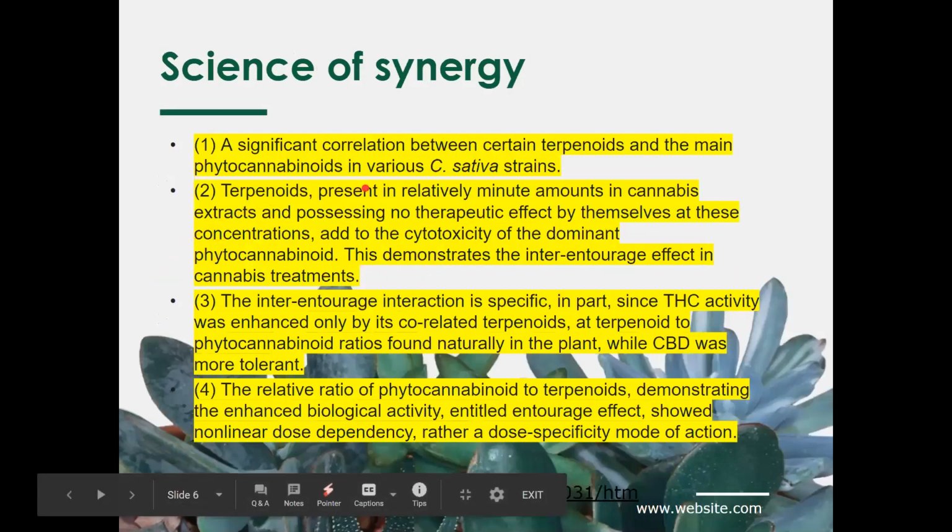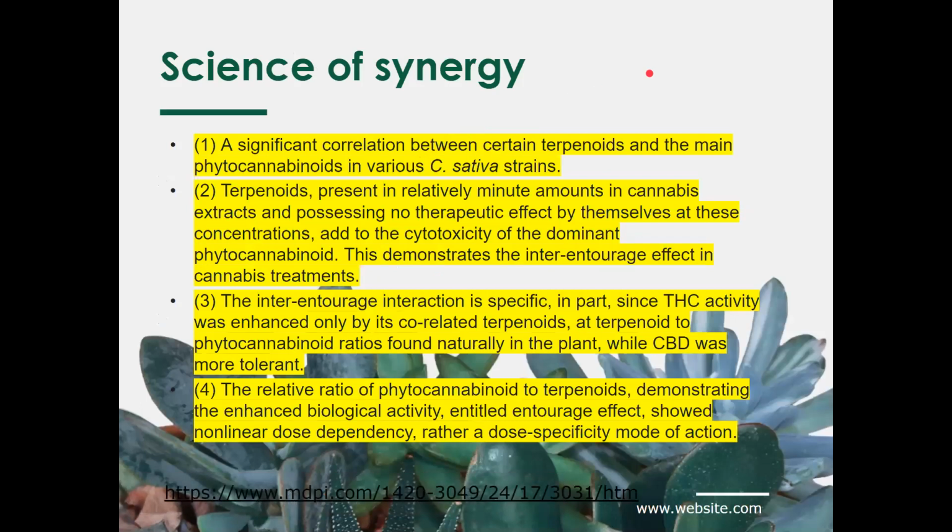Now, these are very important findings from one recent paper, published in 2020. I have given the paper below also. Their conclusion was that there is a significant correlation between certain terpenoids and the phytocannabinoids in certain strains. They studied 7 strains, and they found that one strain is very good in breast cancer, another strain is very good in brain cancer, and another strain is very good in pancreatic cancer. So if you see, the whole plant itself has a different effect.